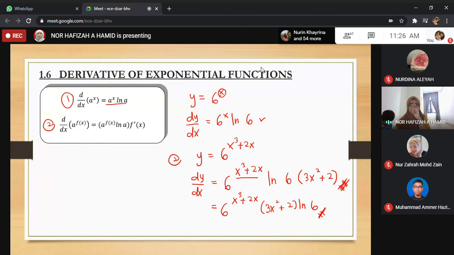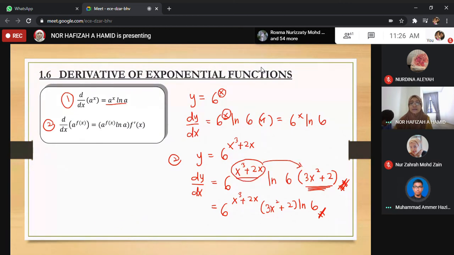Punya answers tu. Okay, so sebenarnya ini konsep dia sama juga. Dapat 6x ln 6, differentiate x, you dapat 1. Sebab tu answers dia just 6x ln 6. Dia tak ada term yang belakang ni, sebab function dia hanya x. So differentiate x, you dapat 1. Tapi kalau bawah ni kita ada lagi satu function sebab you differentiate x cube plus 2x. Okay, so dapat. Madam. Ya.